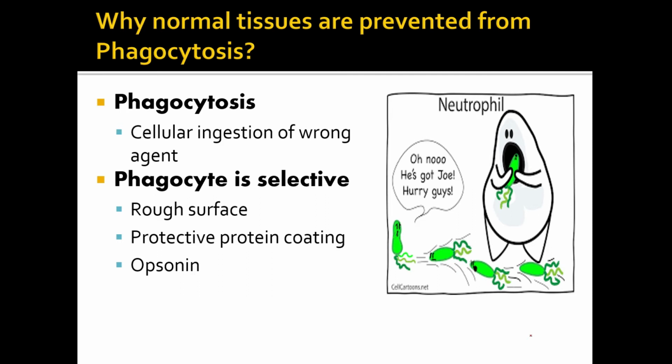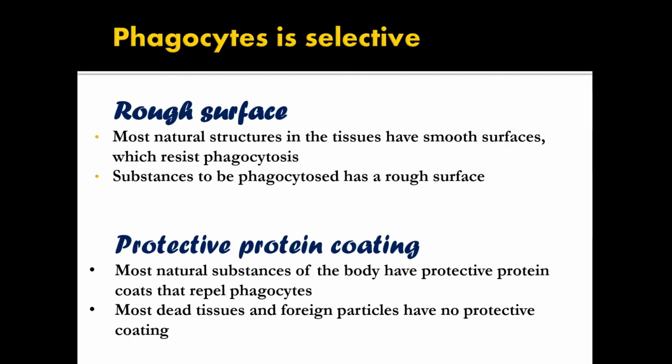So the phagocyte, which is a cell including the monocyte and macrophage, is selective. Selective to what? Rough surface, protective protein coating, and opsonin. What are these? We will discuss them here.